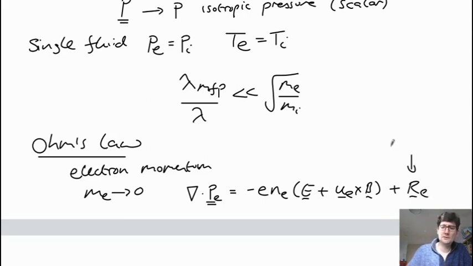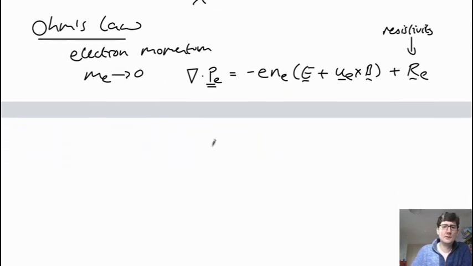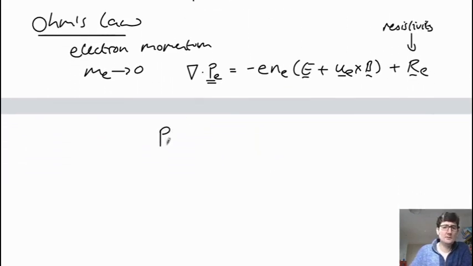And this is coming from the collision, so it's essentially the resistivity. It'll turn out to be, because this is the collisions between the electrons and the ions. And so all the terms involving time derivative of the electron velocity have gone to zero because we've assumed electron mass has gone to zero. Now we've assumed that the pressure tensor has gone to a scalar pressure if we're in the collisional regime. And now we're just going to rewrite the electron velocity.